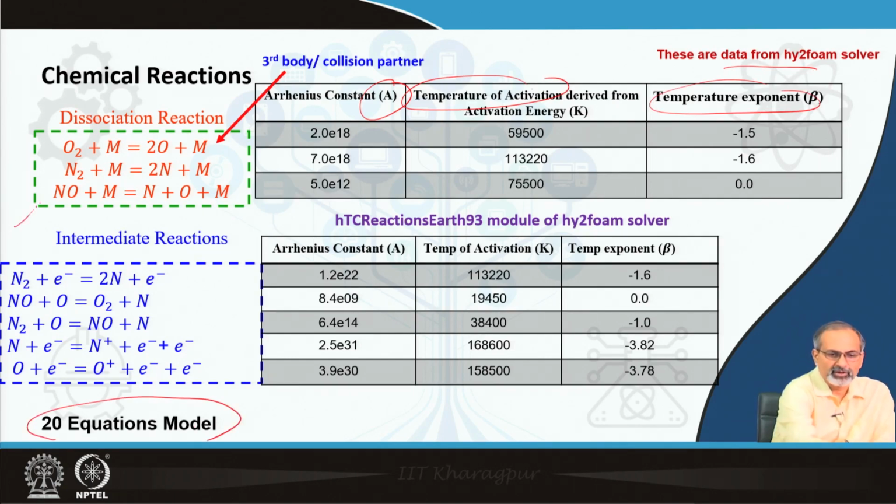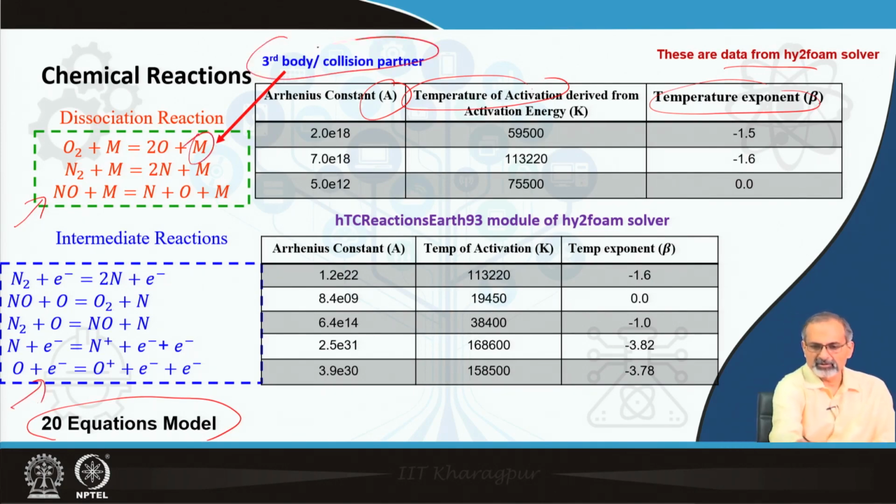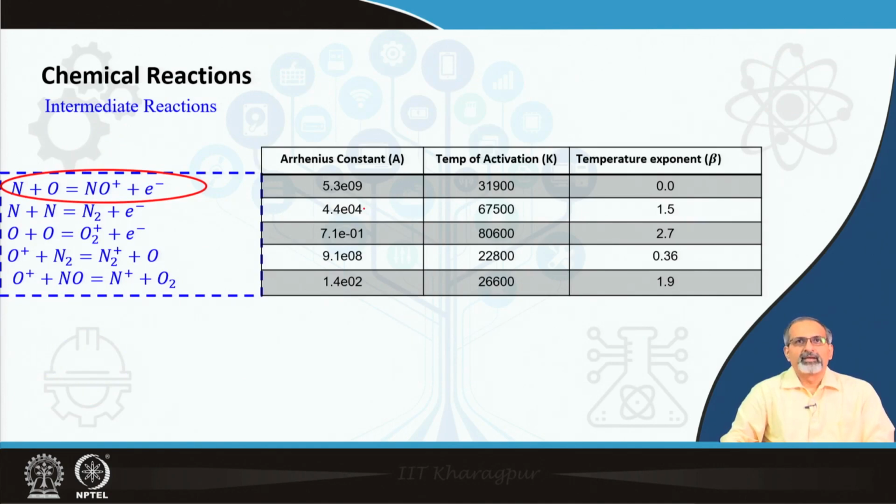Some of the reactions are shown here, the dissociation or intermediate reactions that you can see over here. M is the third body or the collision partner, and details are available from the reactions module of the hy2Foam solver. If you move on, more intermediate reactions are reported over here. One of the important reactions marked over here is because you will see a plot related to NO+ in a few slides from now, and therefore it is particularly relevant for us.